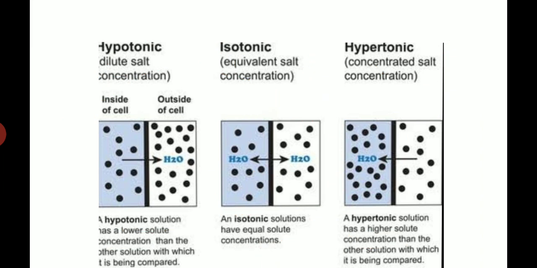So this is basically the concept. Whenever a cell will be kept inside an isotonic solution, then there will be no change in the shape and size of the cell. Whenever the cell is kept inside the hypertonic solution, then what will happen? All the water content of the cell will come outside. The cell will shrink in size and it will lose its shape. And whenever the cell will be kept inside the hypotonic solution, then what will happen? The cell will slightly enlarge or even it can burst.